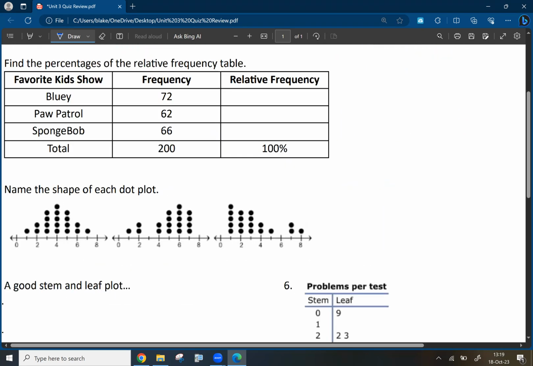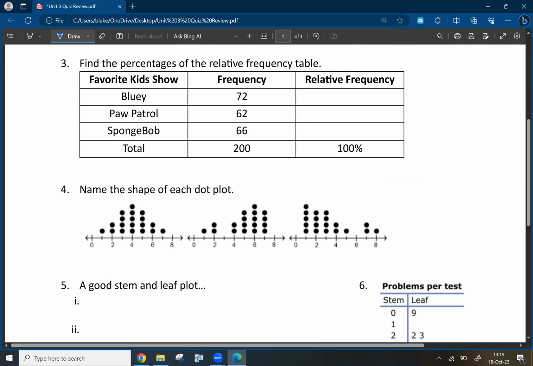Problem number 3, find the percentages of the relative frequency table. Okay, so we have a total of 200, and for favorite kids show, we have Bluey, Paw Patrol, and SpongeBob. Bluey, 72 out of 200. So 72 out of 200 is, I believe, 36%.